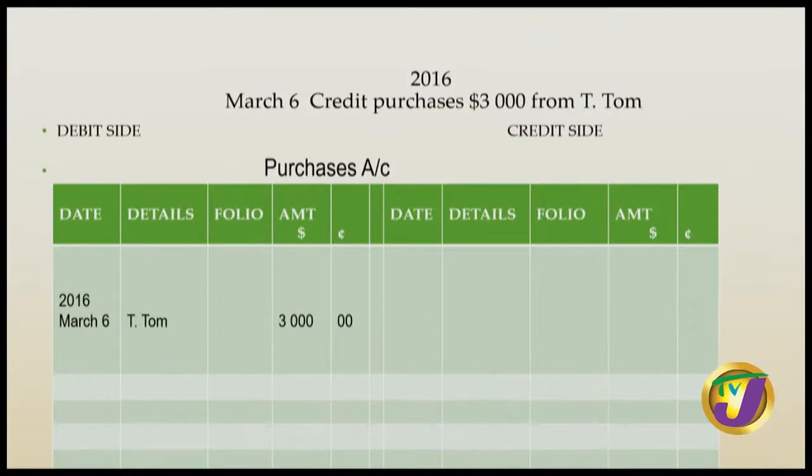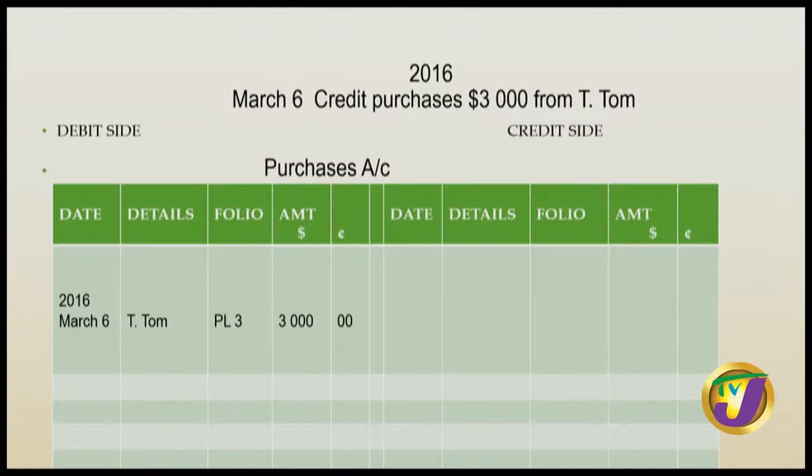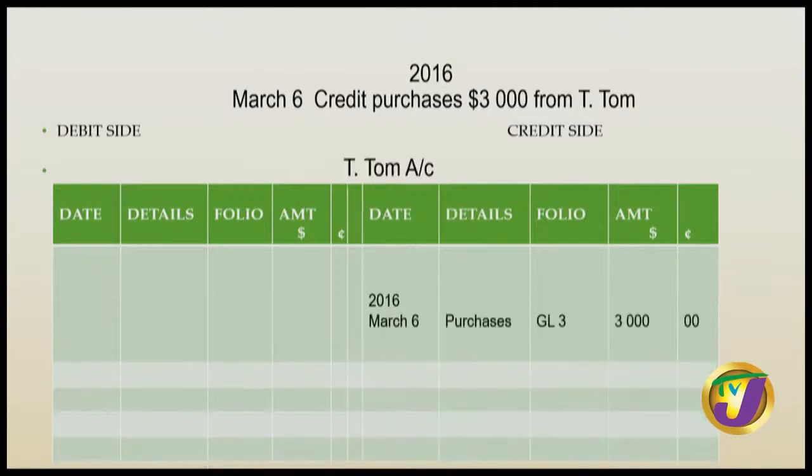So where would we find T. Tom's account? Go back to last week's lesson or even the one before. Trade creditors accounts are found in the purchases ledger. So in the folio, what will I have there? Not GL. We're going to have what? PL for purchases ledger, telling us that T. Tom's account is found in the purchases ledger. And if you notice, I have a numeral 3 there. It says purchases ledger, page 3. Remember now, I made up the page number. In the exams, they can give you the page number, or you may be asked to make up your own. So we're moving along.